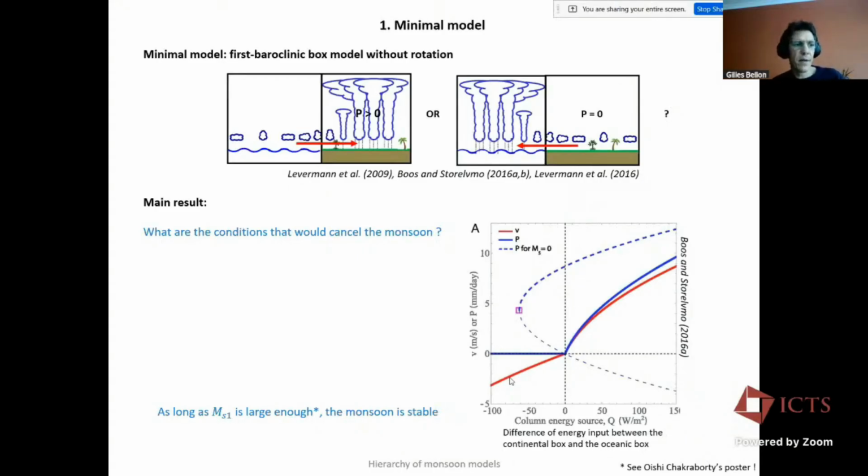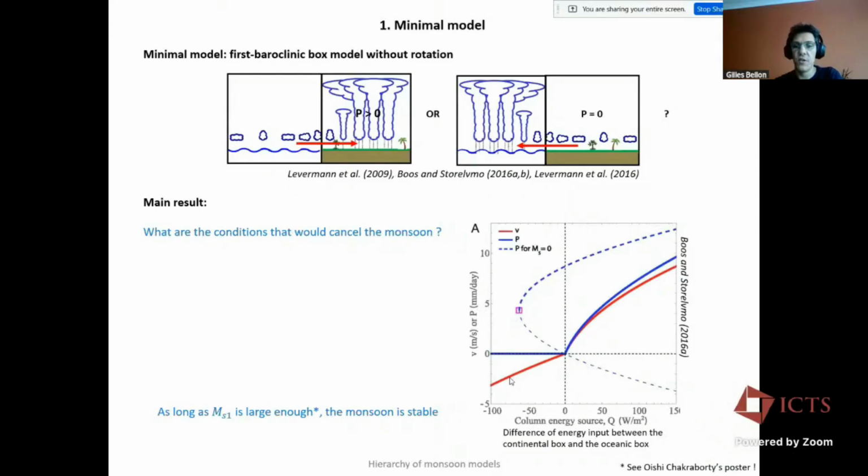But in the current climate, the gross moist stability is positive, just because the dry static stability is large enough to compensate the moisture stratification. And so we're not expecting that to change that much. Although when we look at how positive the gross moist stability is, it's actually not that large.